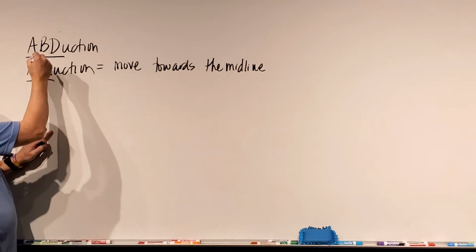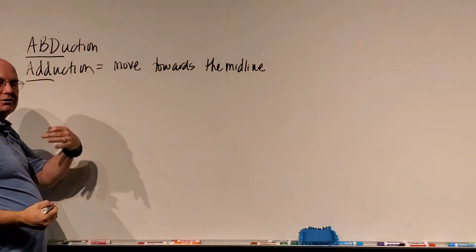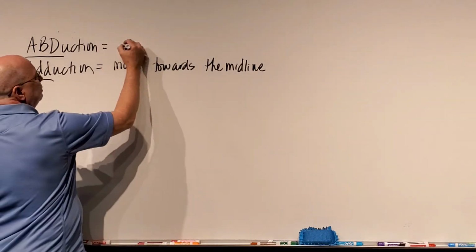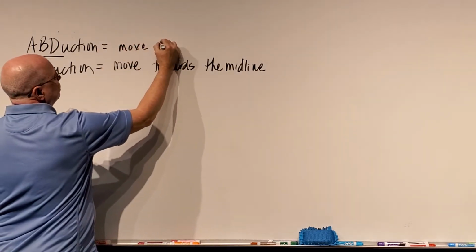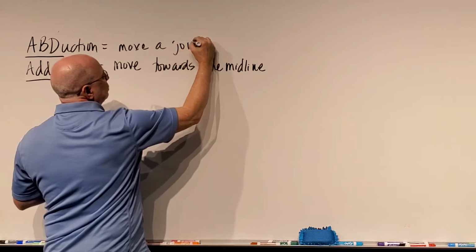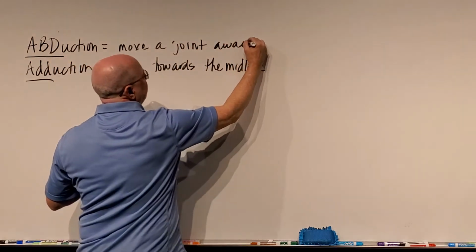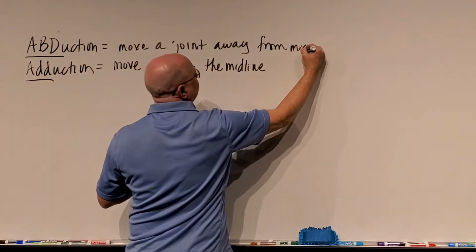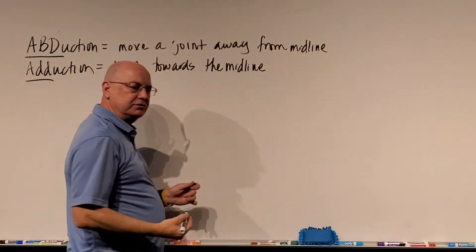Abduction, with a B in it. To abduct means to move away. Like when someone's kidnapped, they're abducted. So abduction means to move a joint away from the midline, or where the bones of the joint move away from midline. Okay, I know this isn't quite proper English, so you can look up the technical definition.